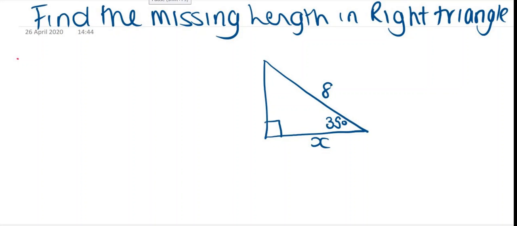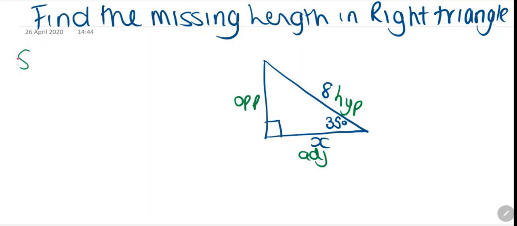To find the missing length in a right triangle, the first thing I need to do is label my sides. The side next to the angle 35 that we know is called the adjacent side. The side opposite the right angle is the hypotenuse, and opposite the angle is called opposite. So we need to look at what we need.